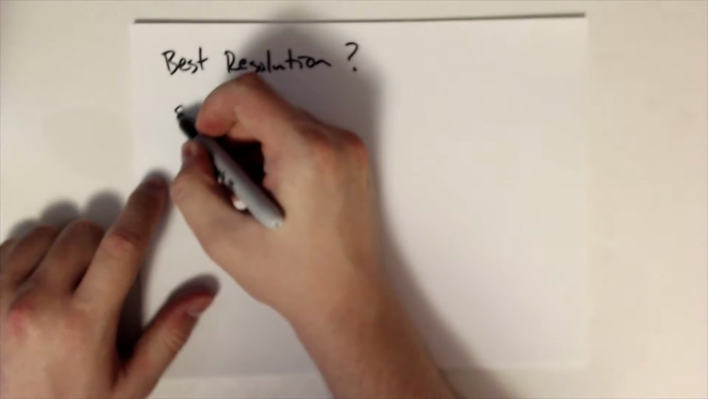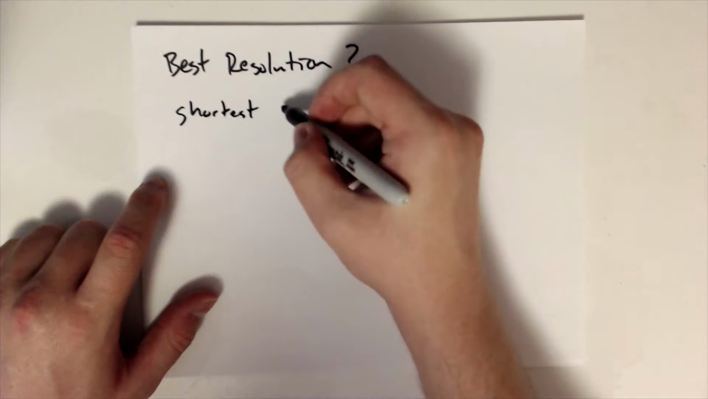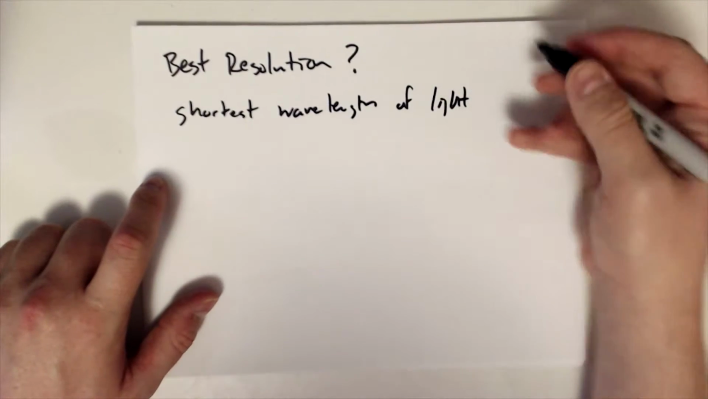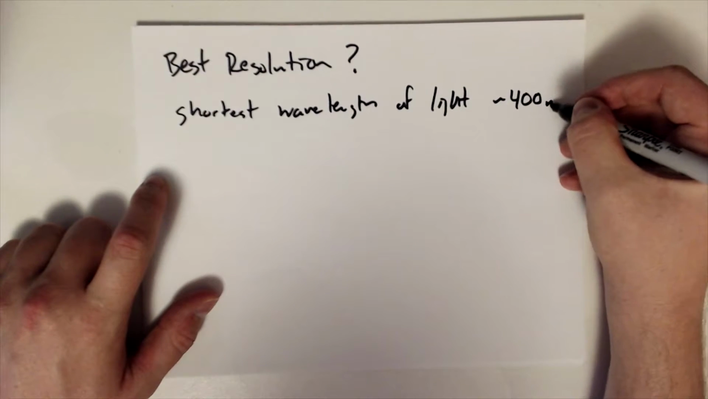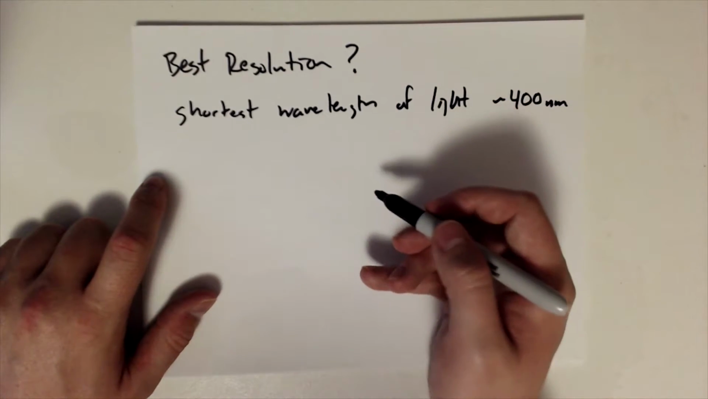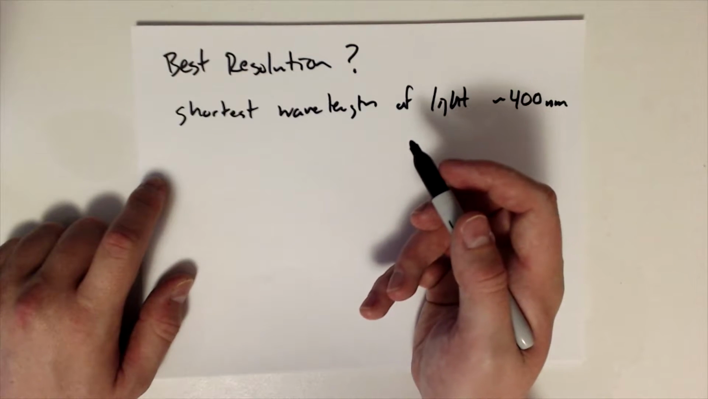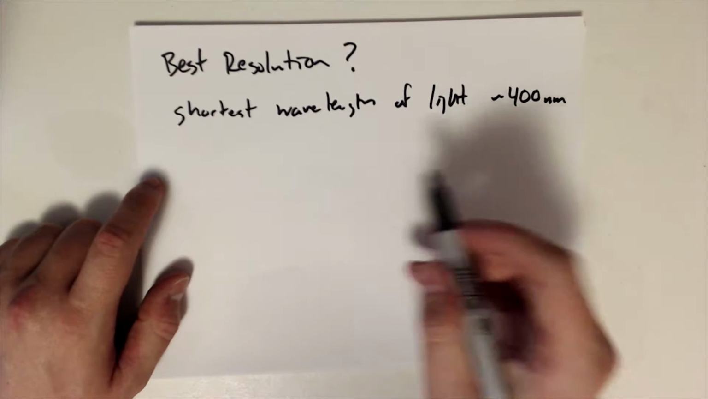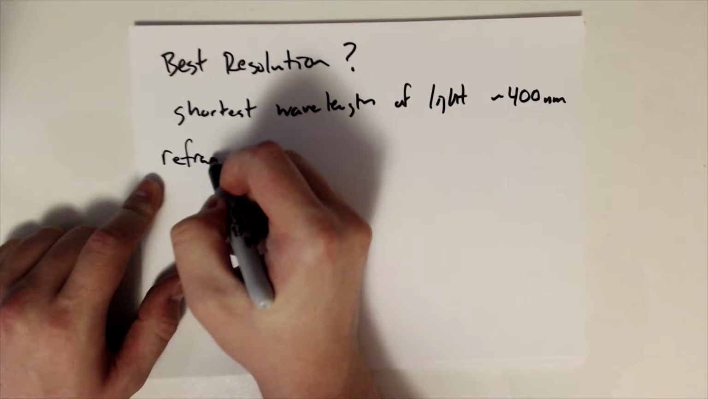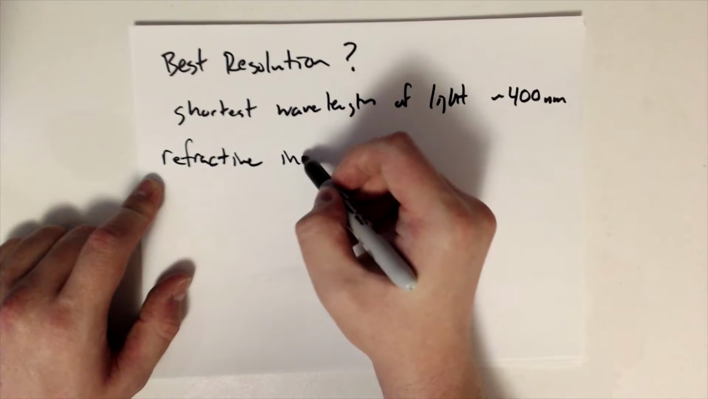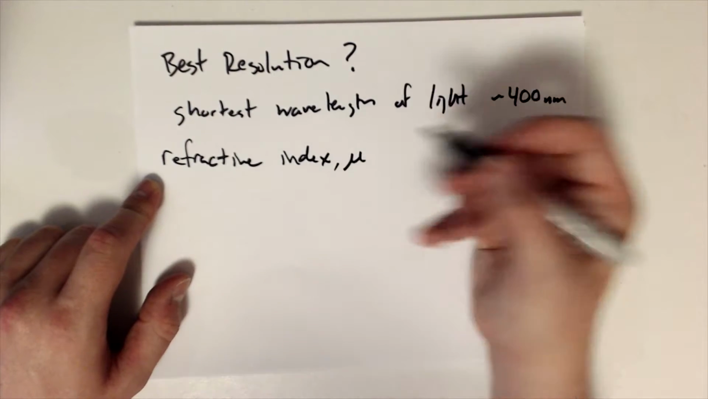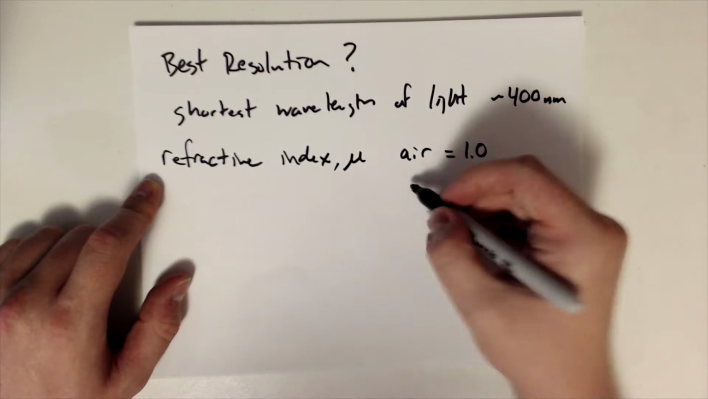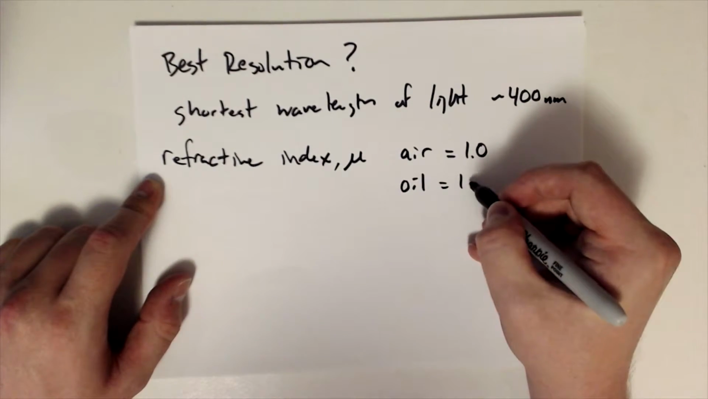So the shortest wavelength of light is approximately 400 nanometers. If we are looking at the lens, we need to know what is called the refractive index. This was that mu. So for air, it is 1.0, and for oil, it's 1.5.